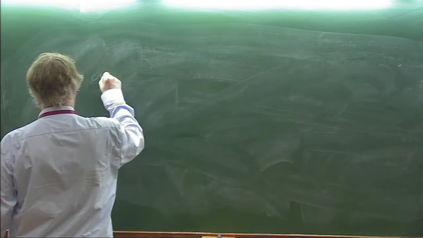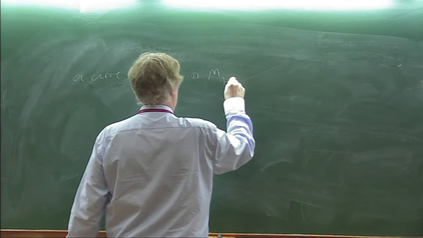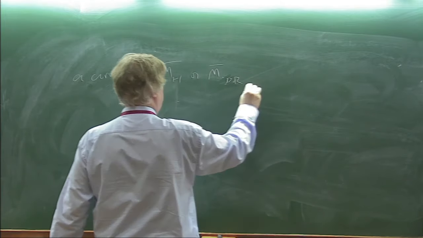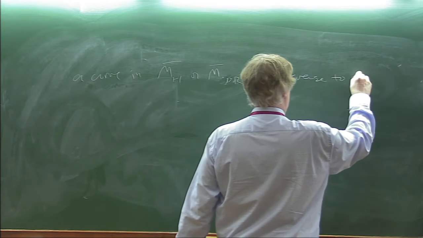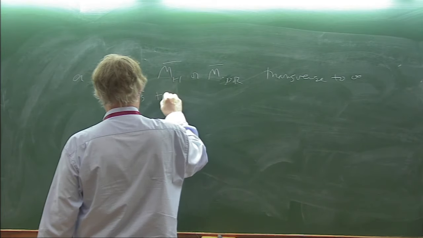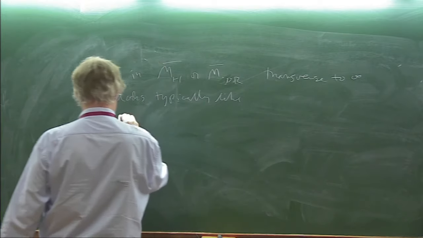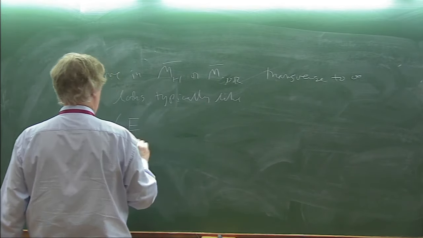Okay, so a curve in either MH or MH bar or M de Rham bar that's transverse to infinity looks typically like, let's just put it this way. This might depend on t or something.